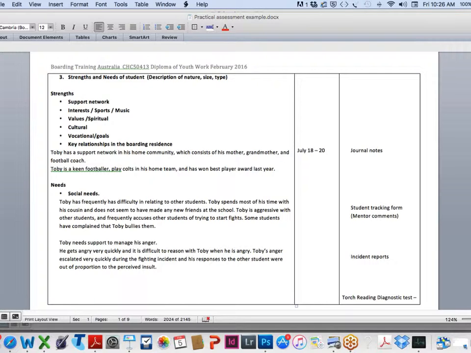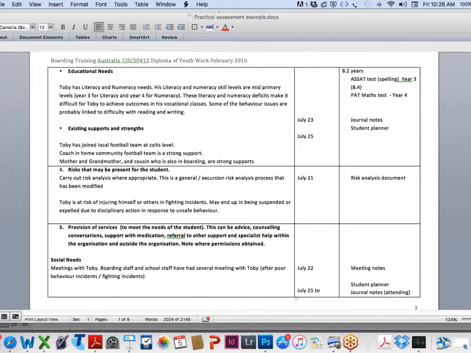So then we look at his needs, and we can see that Toby's got these social needs around relating to other students, and he needs support to manage his anger. He's got educational needs, literacy and numeracy needs, and we've got evidence of that because of these tests. Over on the right hand side you can see the tests and the results from those tests. And we have got some existing supports and strengths.